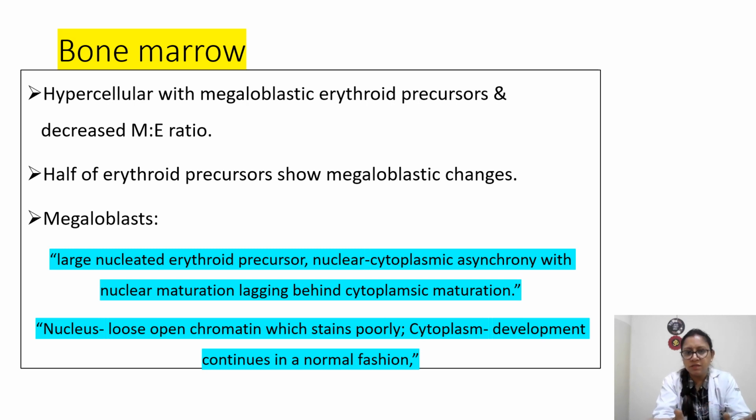You will see a number of cells with marked increase in cellularity, with the M:E ratio decreased. Why? Because erythroid precursors are increasing. So E बढ़ रहा है, so obviously the ratio will decrease. Half of the erythroid precursors will show megaloblastic changes.